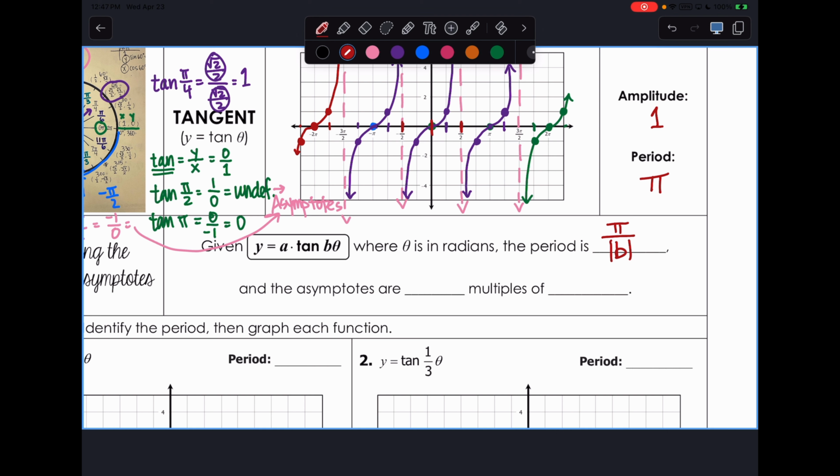Okay? And the asymptotes are, okay, this is the tricky part. Asymptotes are, don't freak out when I write this, okay? I'm going to try to explain it as best I can without explaining sequences. Odd multiples of, don't freak out, okay? Pi over 2b. Pi over 2 times the absolute value of b. Okay, do not panic, okay? This is what it means. Do not panic, okay? Try this.